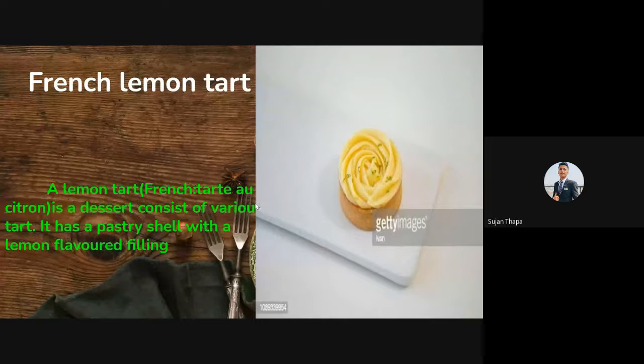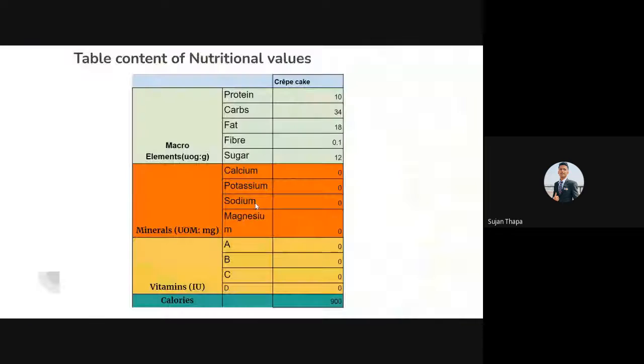So, a French lemon tart. A lemon tart is a dessert consisting of a pastry shell with a lemon flavored filling. Next slide, please. So we include the content of nutritional value: microelements, minerals, vitamins, and total calories. Next slide, please.